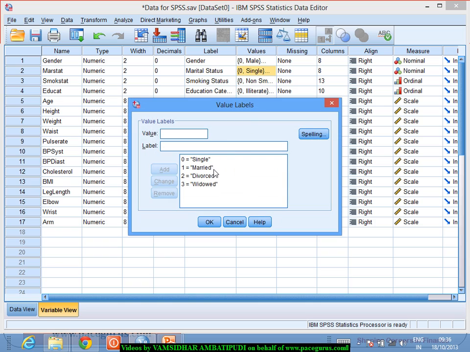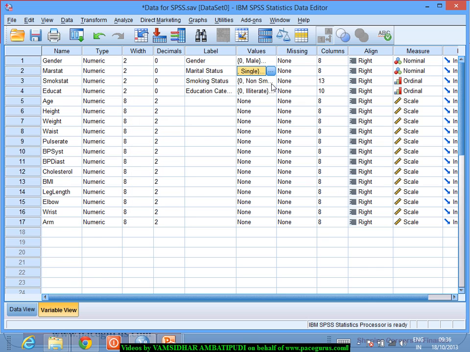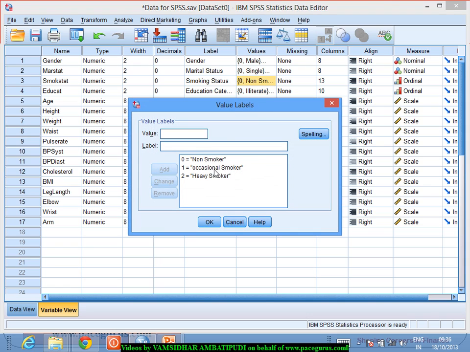Same thing with the marital status. We have coded it as 0 means single, 1 means married, and so on. Even here also the order doesn't matter. Whereas when it comes to smoking status, probably I can consider this as ordinal because there is some level of hierarchical relationship in the values.